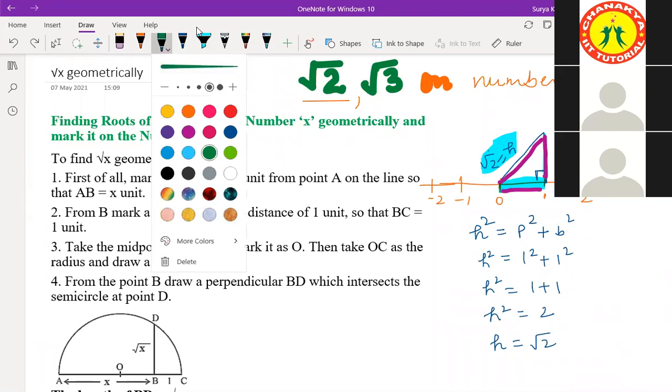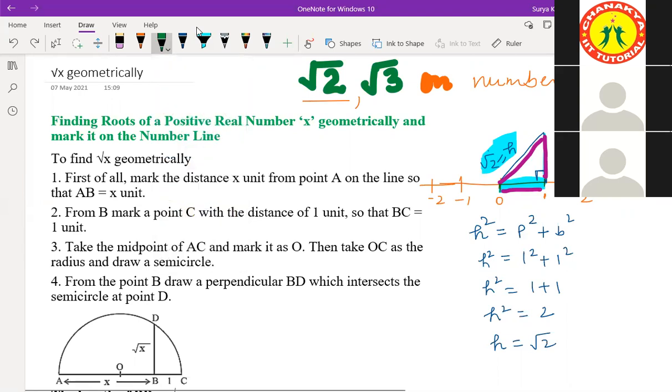But root 2 we are getting in hypotenuse form. Where does root 2 lie on this number line? Anyone can tell me where root 2 lies on the number line? Beside 1 means left of 1 or right of 1? Right, sir. Right of 1. Why is it coming on the right of 1?